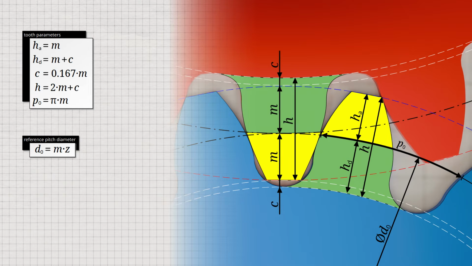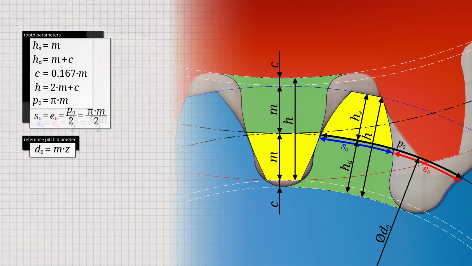only the module. Let us now determine the circular tooth thickness S0 and the tooth space width E0 on the reference pitch circle. As already mentioned, for gears without a profile shift, the tooth thickness S0 and the tooth space width E0 are equal to half the circular pitch P0, which can be obtained from the product of the module M and the number pi. The formula shown therefore applies to the calculation of the circular tooth thickness and the tooth space width.